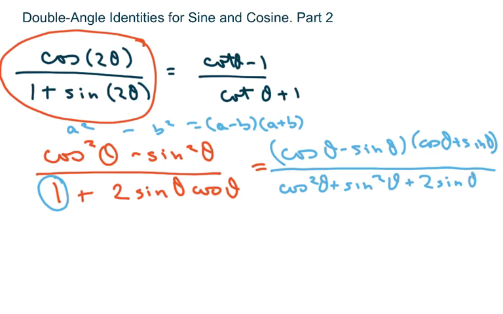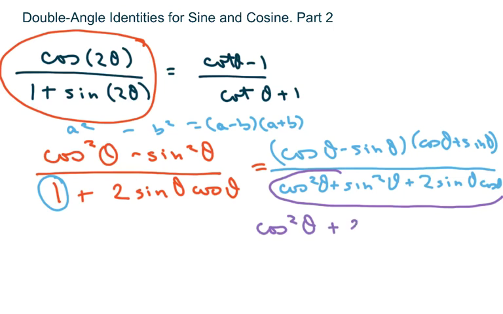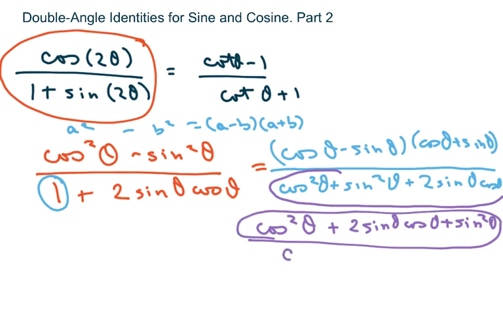And what you can do now is rewrite this like this. We can write it as cosine squared of theta plus 2 sine theta cosine theta plus sine squared theta. And what happens here, this is your a squared plus 2ab plus b squared. So this is going to be cosine of theta plus sine theta, squared. So we write it down twice.